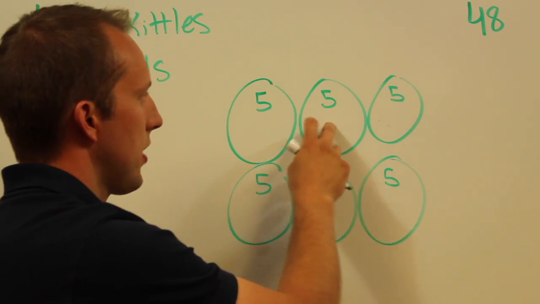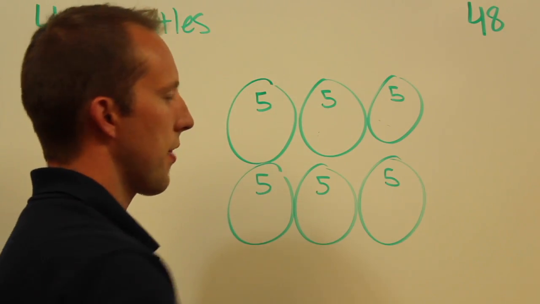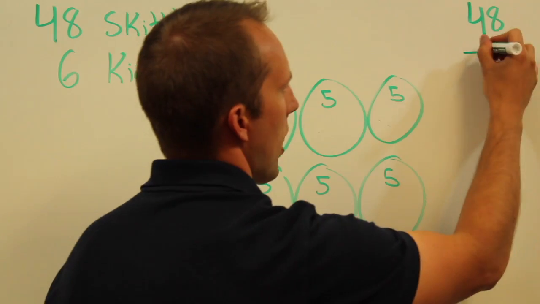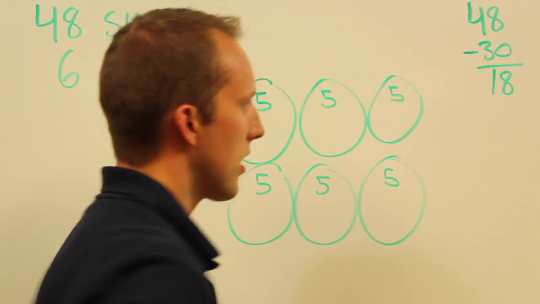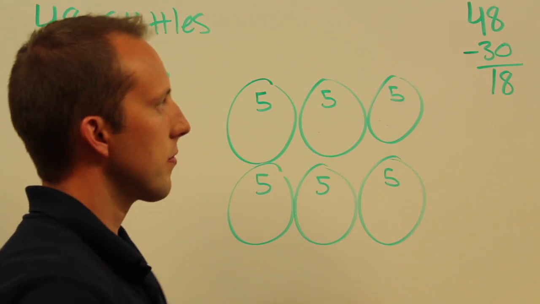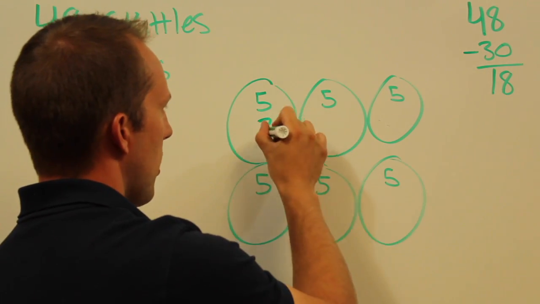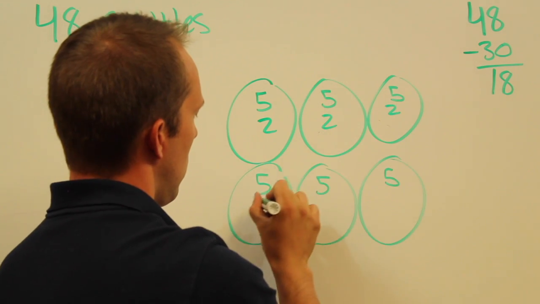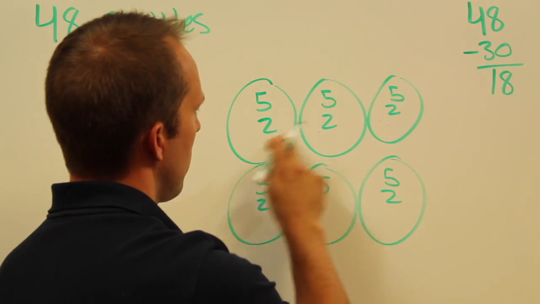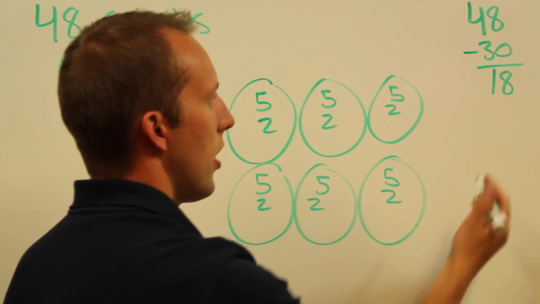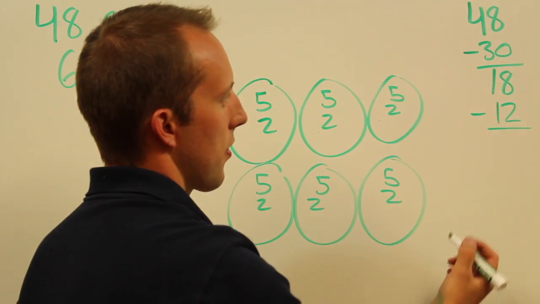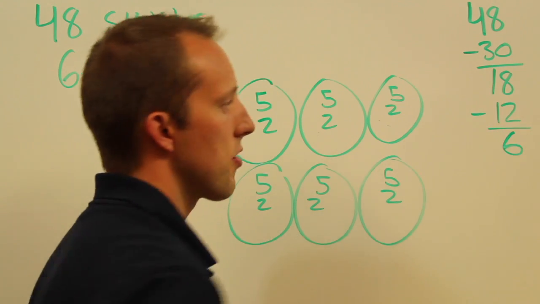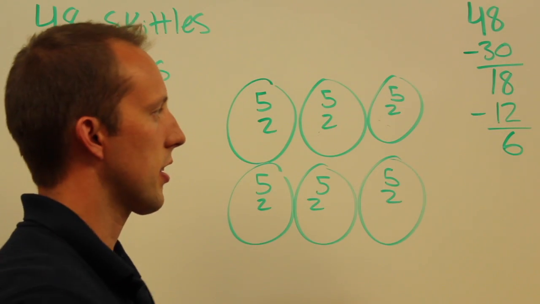Okay, so 5, 10, 15, 20, 25, 30. So I've given away 30 of the Skittles, so I got to keep track of that. So I've taken 30 Skittles away, and I've got 18 left that I need to divvy out. So let's give each kid another 2. So that's 2, 4, 6, 8, 10, 12. So I've given away another 12. Again, I need to keep track of that, so I'm doing that over here. 18 minus 12 is 6. So now I've just got 6 Skittles left to distribute to the 6 kids.